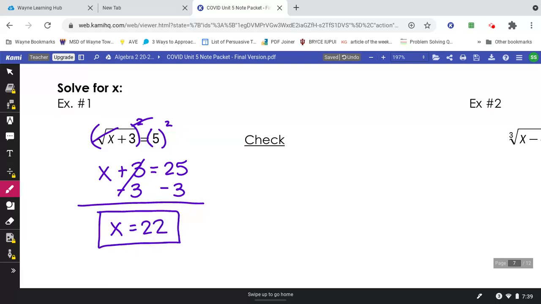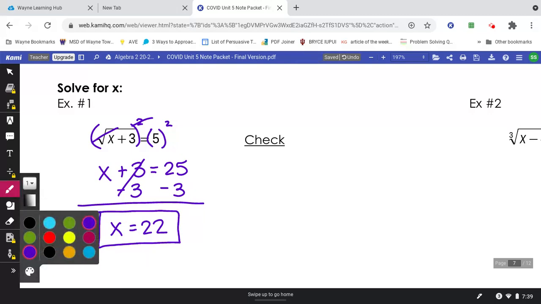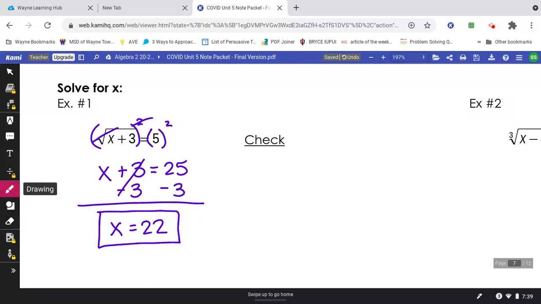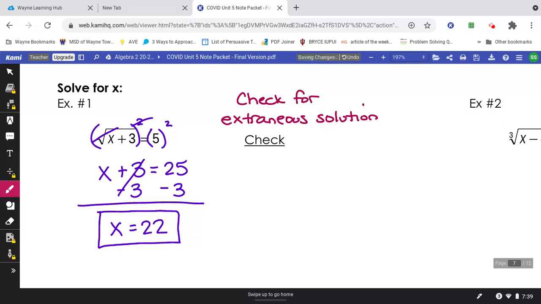Now the thing about square root problems, you do have to check them at the end because every once in a while you'll end up with something that we call an extraneous solution. So we're going to check for extraneous solution. Extraneous is just coming from the word extra, so it's an extra solution that means you did the math correctly, but for some reason when you plug it back in, the answer does not check out.